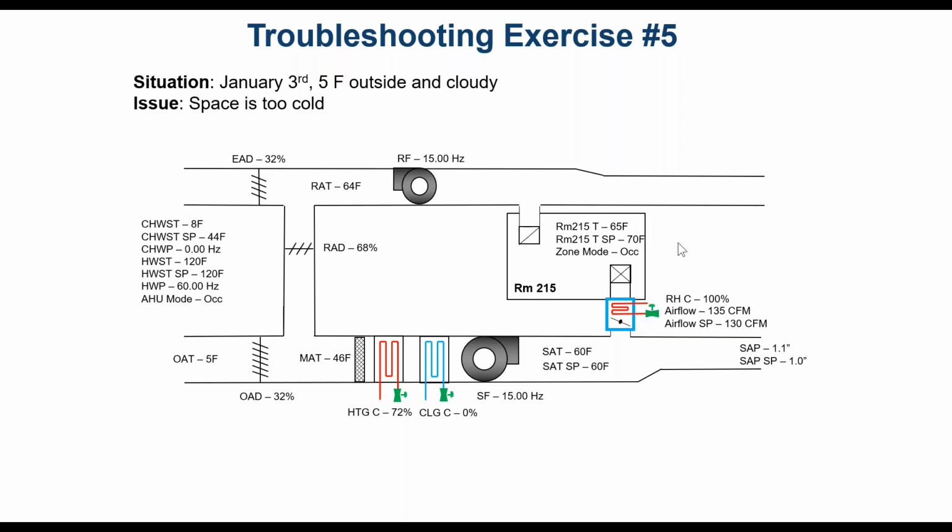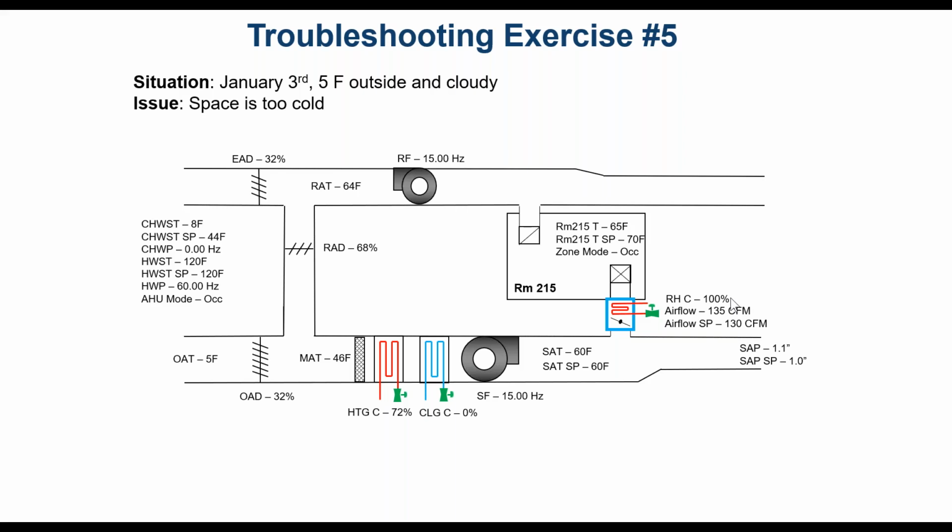Step 4.1, is the set point appropriate? 70, yes. Step 4.2, is the controller response as expected? Well, I would expect that the airflow should be at minimum flow and the heating coil should be modulating open. In this case, yes, the airflow set point has been reset to its minimum value and the heating valve is already at 100%, so we must have been below set point for quite some time.